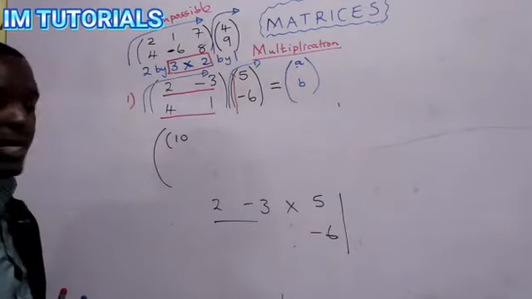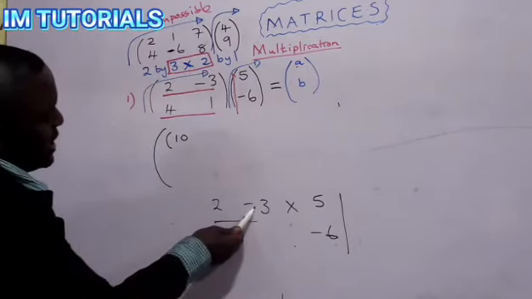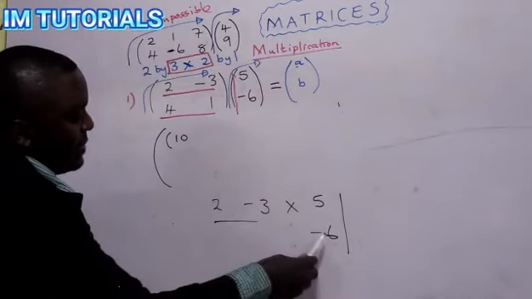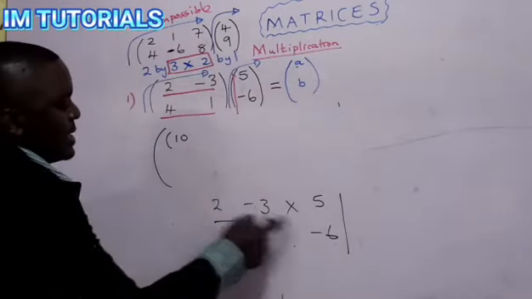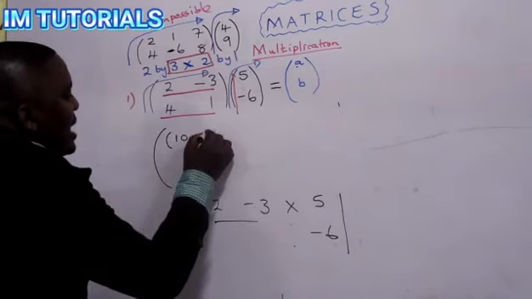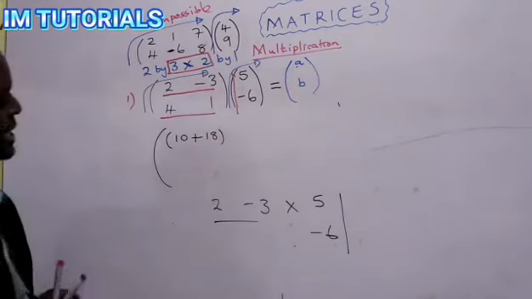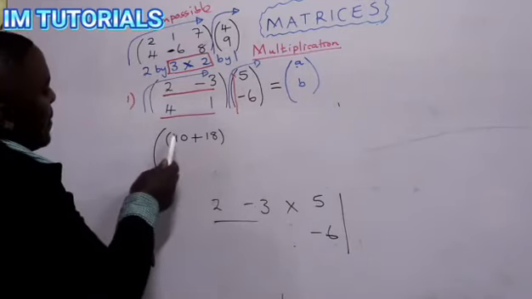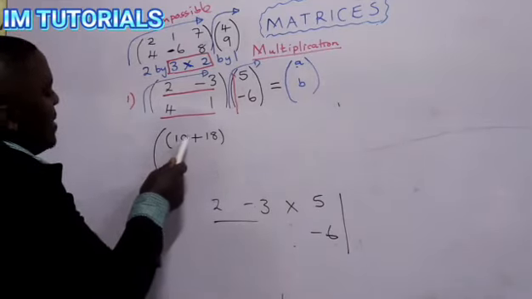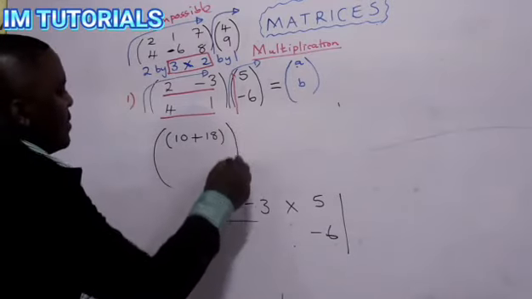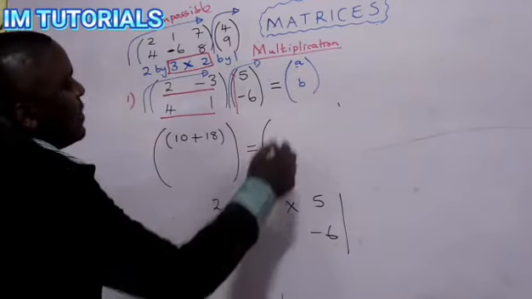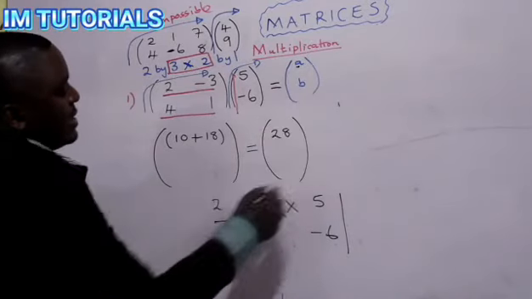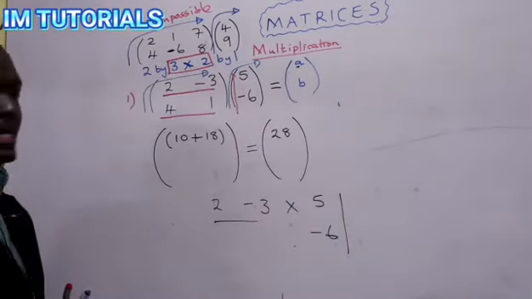Then the last number in the row is going to multiply the last number in the column. So it's minus 3 times minus 6. So minus 3 times minus 6, you get plus 18. So plus 18 is your answer. I hope you are following, class. Right. So 10 plus 18, they are going to give you this value of A. It means that our A is 28.